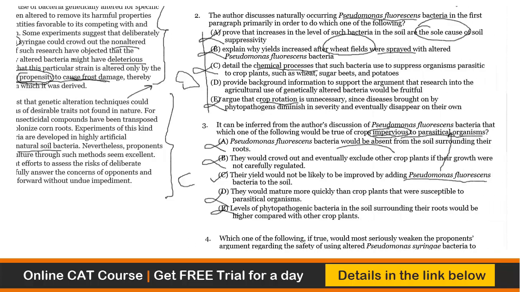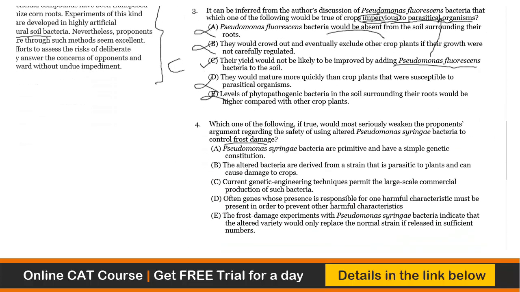So you have to go and weaken this argument. The question says, which of the following, if true, would most seriously weaken the proponent's argument regarding the safety of altered Pseudomonas? The altered Pseudomonas is safe because, as per the proponent, the gene that causes frost damage has been removed. But you have to weaken that. So you have to find a flaw in that idea of removal of the gene.